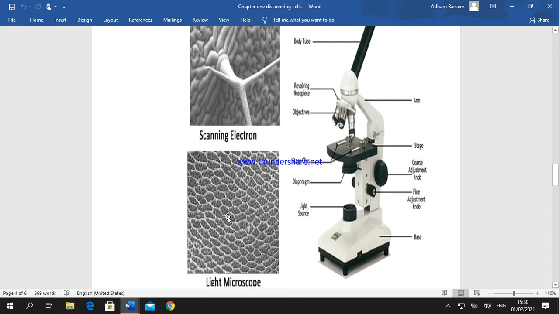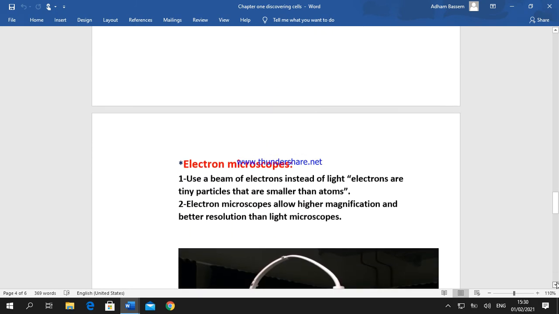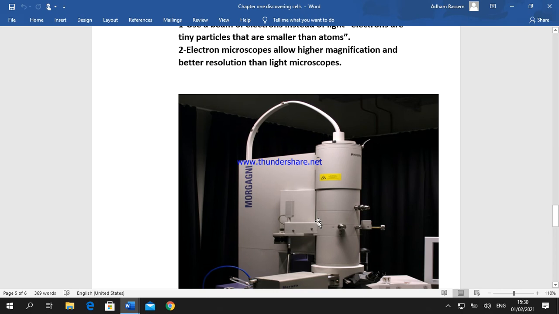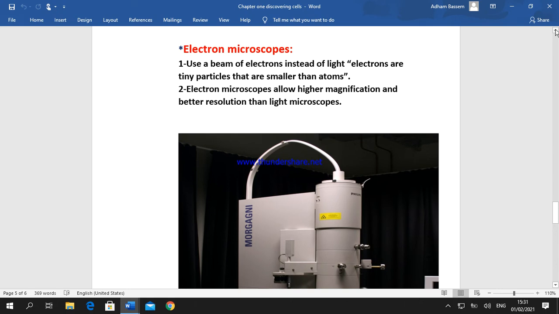This is an image formed by a light microscope, while this is an image formed by an electron microscope. This is an electron microscope. An electron microscope uses a beam of electrons instead of light. Electron microscopes allow higher, more powerful magnification and better resolution when compared to light microscopes.